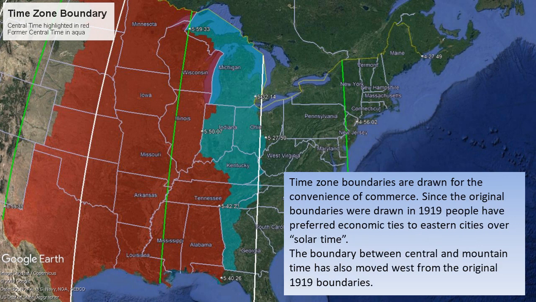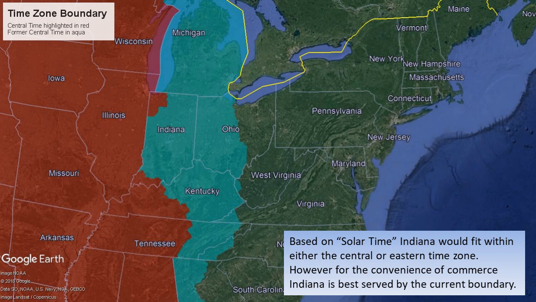Time zone boundaries are drawn for the convenience of commerce. Since the original boundaries were drawn in 1919, people have preferred economic ties to eastern cities over solar time. The boundary between Central and Mountain Time has also moved west from the original 1919 boundaries. Based on solar time, Indiana would fit within either the Central or Eastern Time Zone. However, for the convenience of commerce, Indiana is best served by the current boundary.